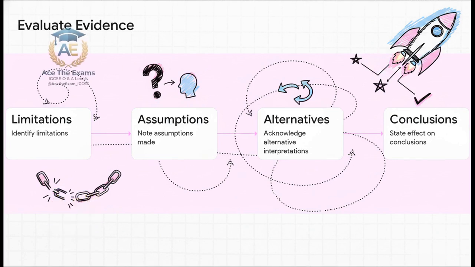Step 1. Identify the specific limitations in the data provided. Step 2. Explicitly note the underlying assumptions that were made in the original forecast. Step 3. Acknowledge alternative interpretations of those variances. And Step 4. Clearly state the ultimate effect on your final conclusions. Using this specific 4-part structure makes your written analysis virtually bulletproof.